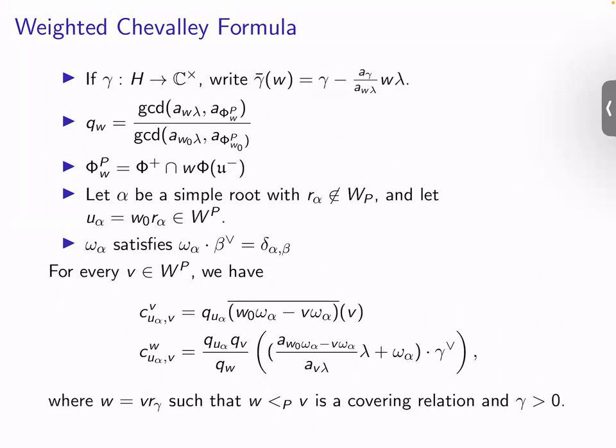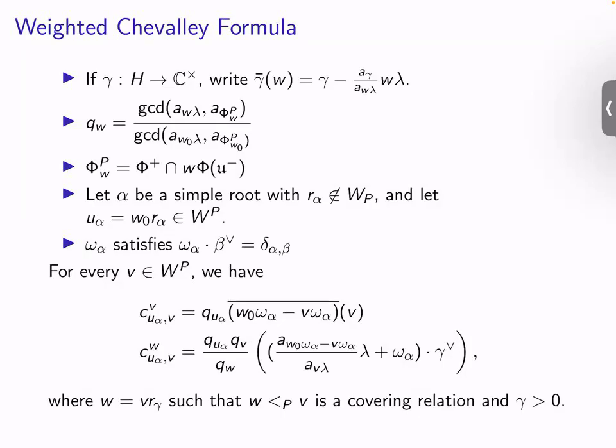Okay, so we have a weighted Chevalley formula, just to see an example of some of these positive equivariant structure constants. Weighted structure constants. So if you start with a character of H, write gamma bar of W to be this gamma minus A gamma over A W lambda times W lambda. This is a positive scalar multiple of a weighted root. And it turns out to be easier to work with these. But if you have positivity in the bars, you have positivity in the weighted roots.